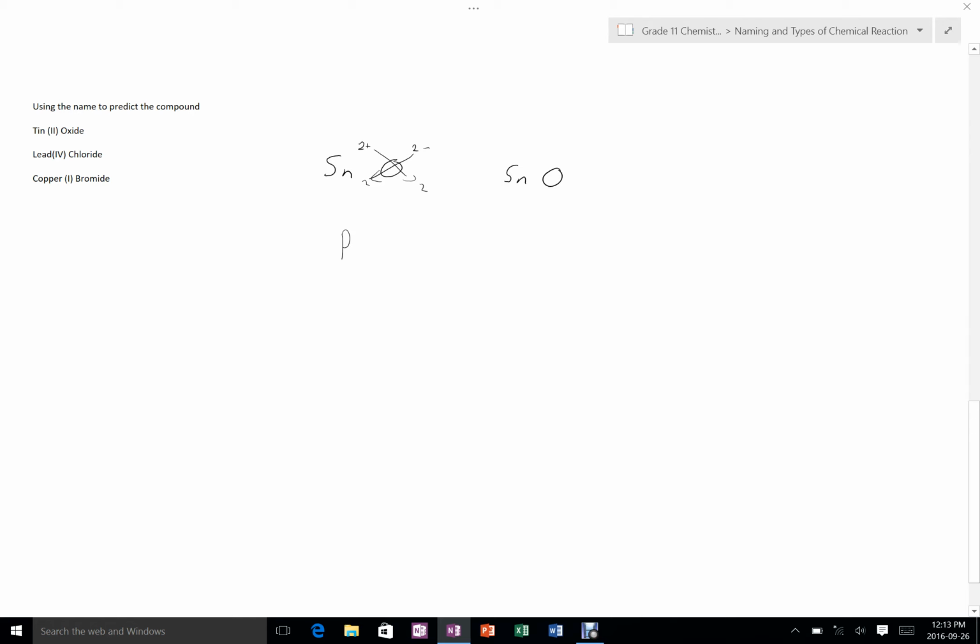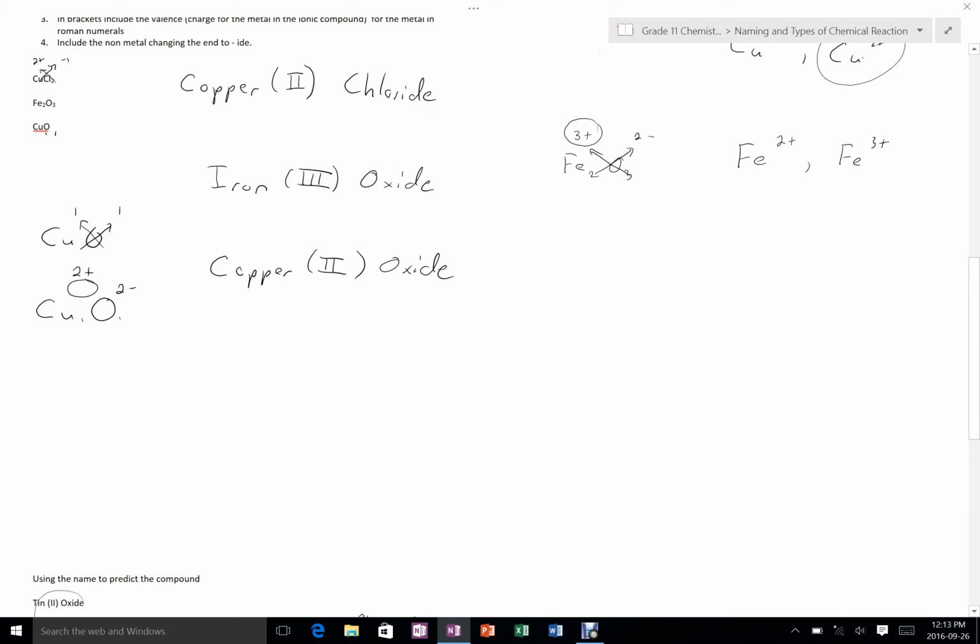Lead 4 chloride, Pb, Cl. If I look up Cl on the periodic table, I see 1 minus. Lead 4, so I don't have to look it up. It tells me right there. I cross them over, and I get PbCl4. And finally, copper 1 bromide. So copper, I told you it's 1 plus. Bromine, if you look it up, is 1 minus. Cross them over, and you get CuBr. So that's how we use the names and the specified valences, or how we specify the valences to name them.